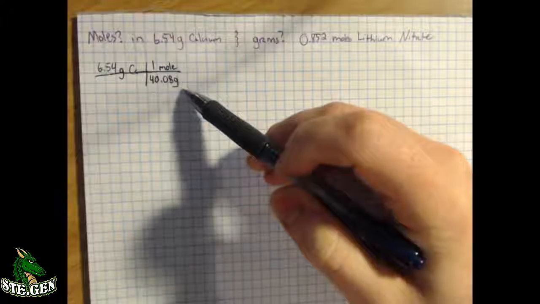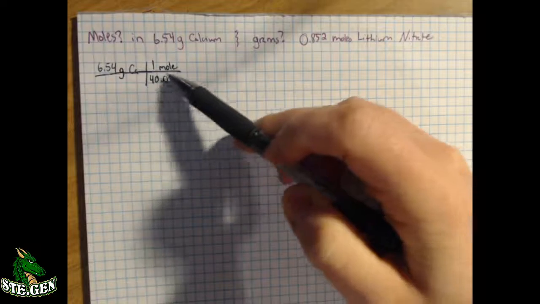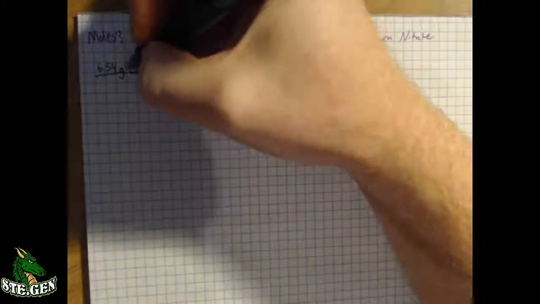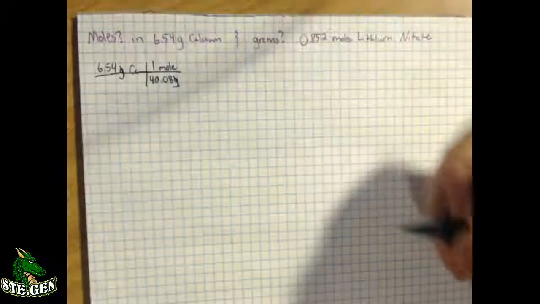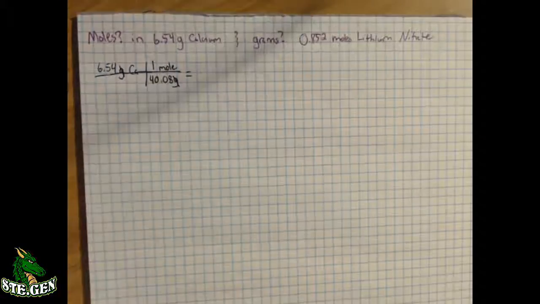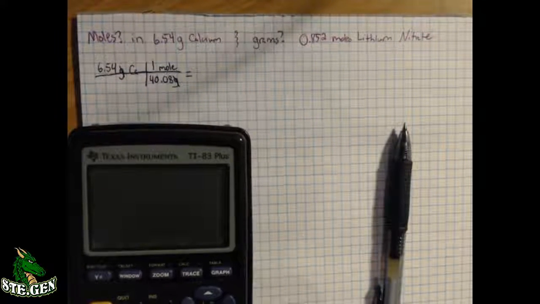This number just comes directly from the periodic table. 40.08 grams is the formula weight of calcium on the periodic table. If we do this, that will cancel out grams, and we'll be left with an answer in moles, which is what we want. So we're good to go ahead and plug that in. So I'll bring on my calculator.